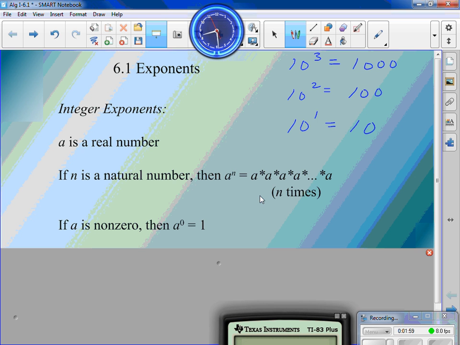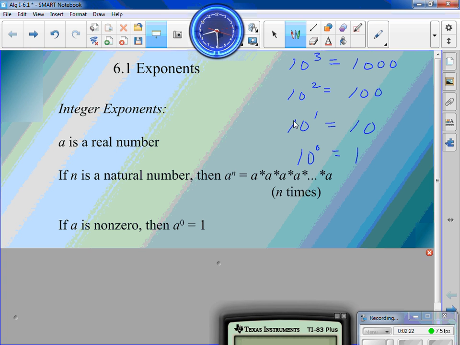I have a 1 with that many zeros. 10 to the 1 is a 1 with 1 zero, 10 squared is a 1 with 2 zeros, and 10 cubed is a 1 with 3 zeros. 10 to the 0, how many zeros do I have? None. I just have 1. Anything to the 0 power is 1.